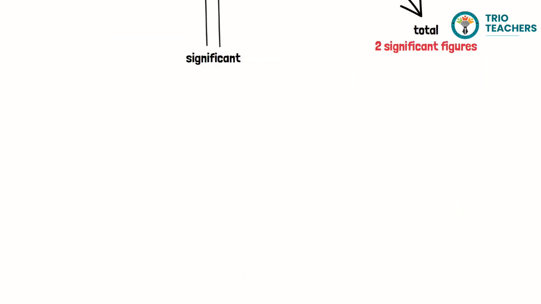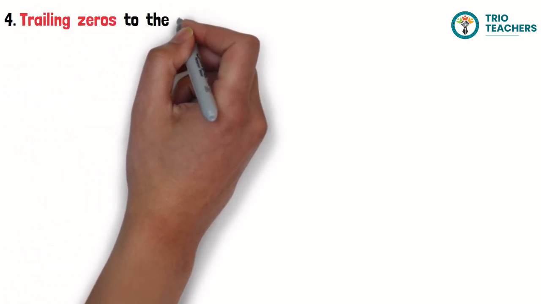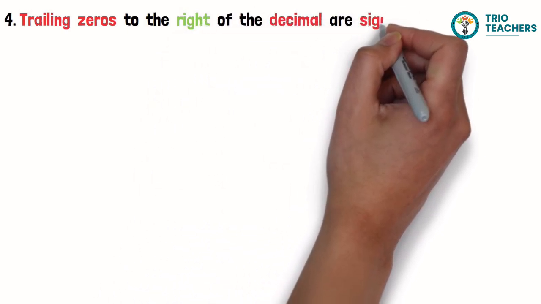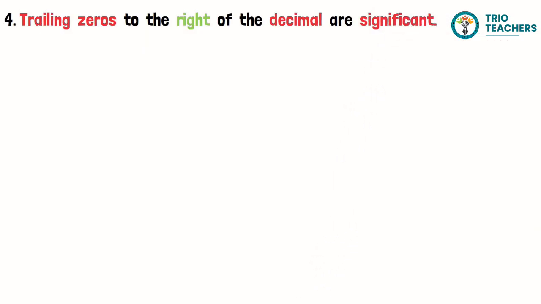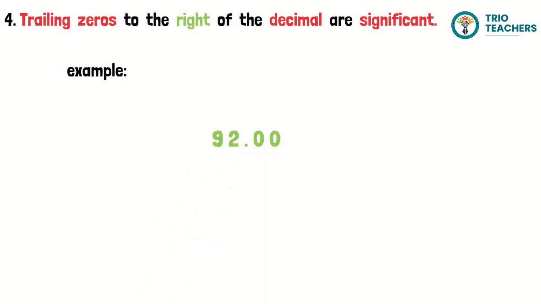Correct. So let's move to rule number 4, that is trailing zeros to the right of the decimal are significant. I'm repeating again, trailing zeros to the right of the decimal are significant, right? So let's try to understand this from an example. Let's suppose 92.00, right? In this question we need to find the number of significant figures. If the question were 9200, in this case we know the answer, and the answer is only two significant figures because these are trailing zeros, and these two trailing zeros won't be counted, right?